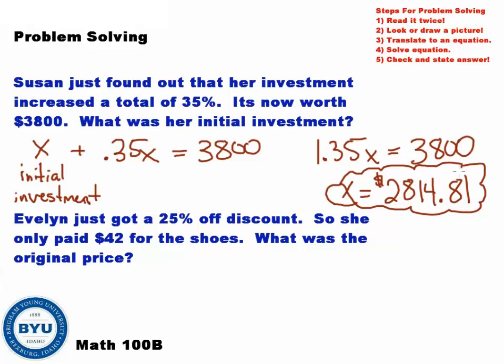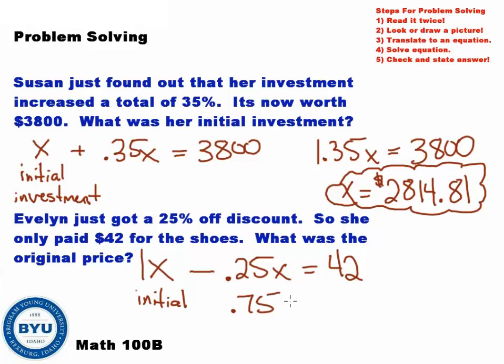Okay, great. How'd you do with this Evelyn problem? Evelyn got a 25% off discount, so she only ended up paying $42 for the shoes. The question is, what was the initial price of these shoes? So the initial price would be X. She got a discount, so we subtract that discount of 0.25x, and that equals $42. So 1x minus 0.25x is 0.75x.